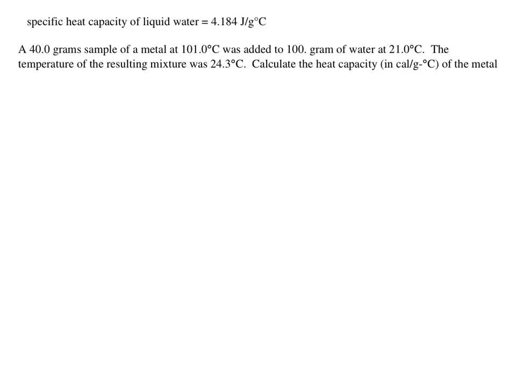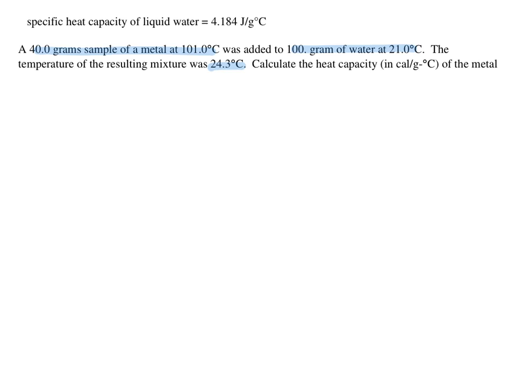This is a calorimetry problem. We recognize it because there are two things that are changing temperature. We see that there's a sample of metal that starts at a high temperature and is cooled down, and we have water that is going to increase in temperature. And here we're given our final temperature of both.